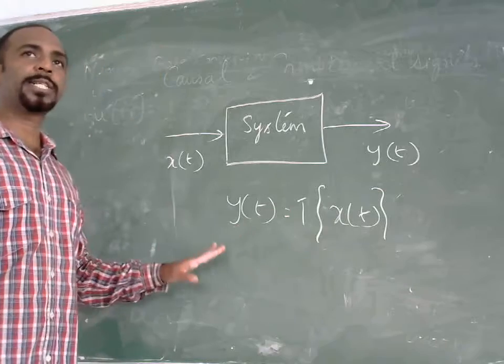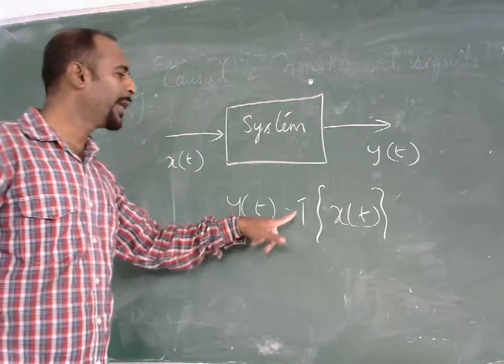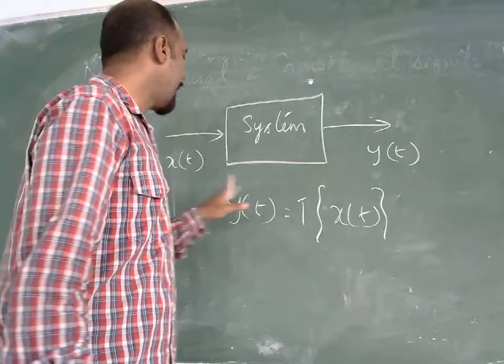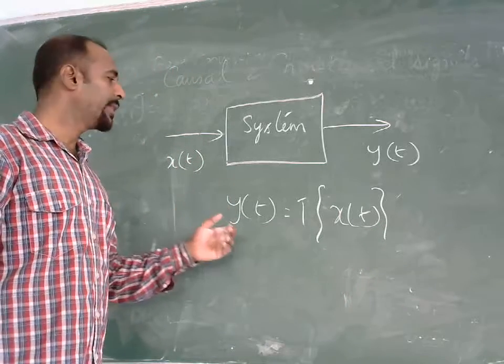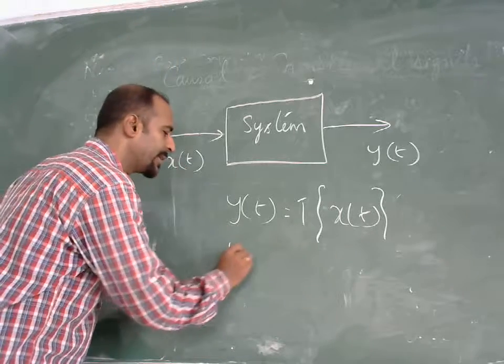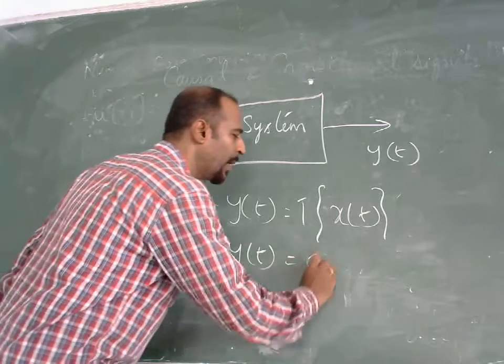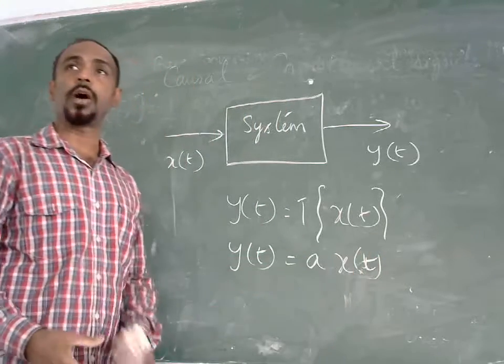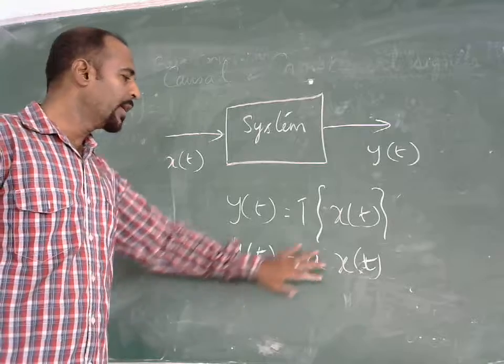Alright, so this is the notation. So what is the system doing? It is doing some operation on the signal x of t and giving the output. It can be any operation. For example, if I simply take y of t is equal to a into x of t, where a is a constant. Now what has happened here?